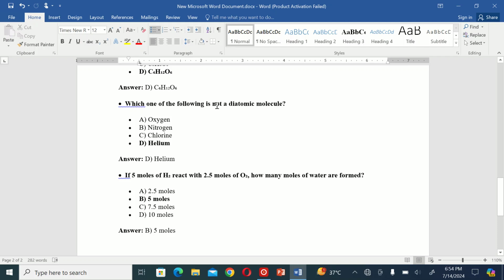Which one of the following is not a diatomic molecule? Helium. D is the correct option.